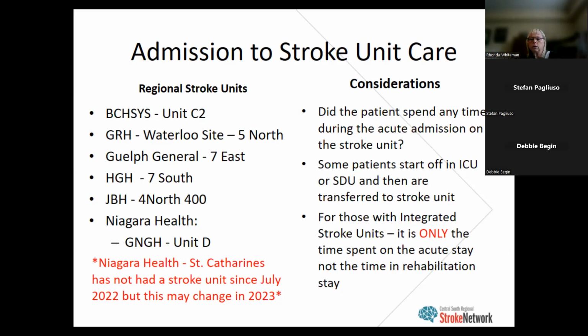When we look at coding stroke unit care, it's really, did they spend any time during their acute admission on the stroke unit? We know our thrombolysis patients are sometimes, based on their medical condition, if they're very hemodynamically unstable, or at the regional center may require admission to step down or telemetry units, may spend a portion of their time on those units and then get transferred. For those that are an integrated unit, it really is only their time spent on the acute portion of the unit, not their time spent on the rehabilitation part of the unit.